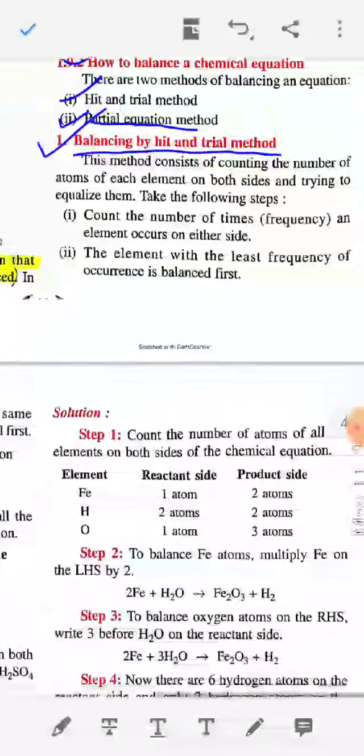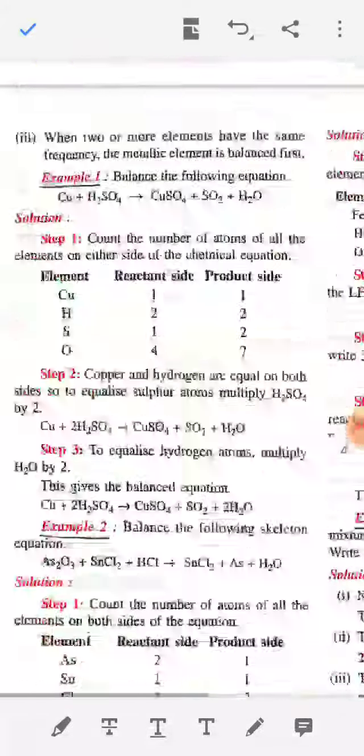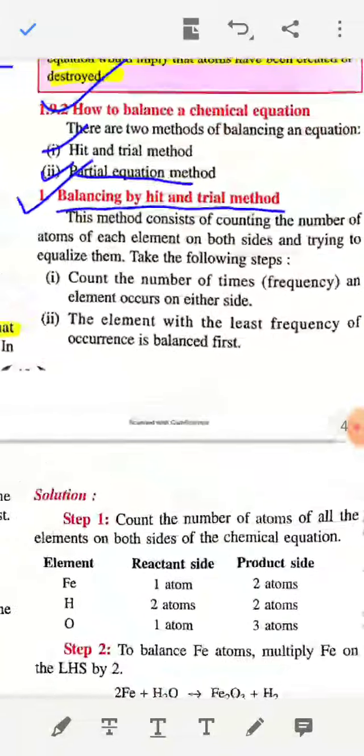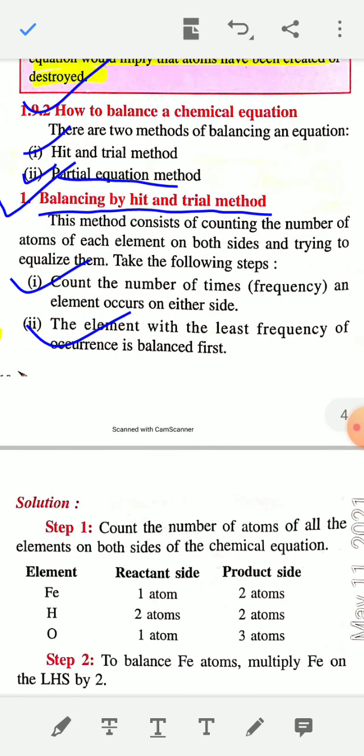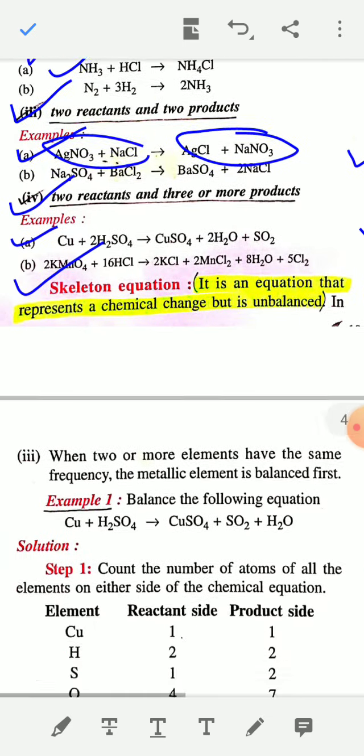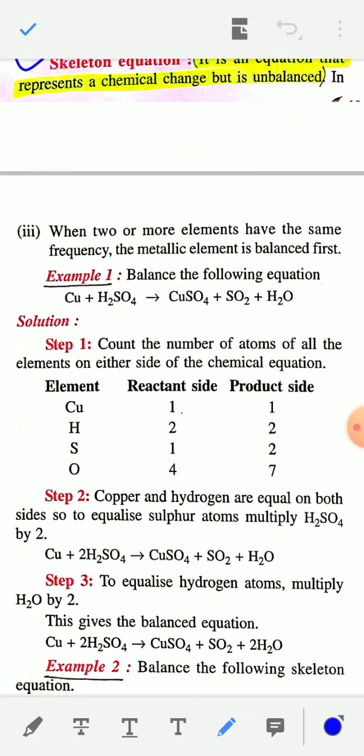But to balance according to the hit and trial method, you have to follow some steps. First you have to count the number of each element on both sides of the equation, and the element with the least frequency of occurrence is balanced first. First you have to balance the element which is present in a small number, least number with least number. And next, when two or more elements are present in the same number, then you have to balance the metallic element first.